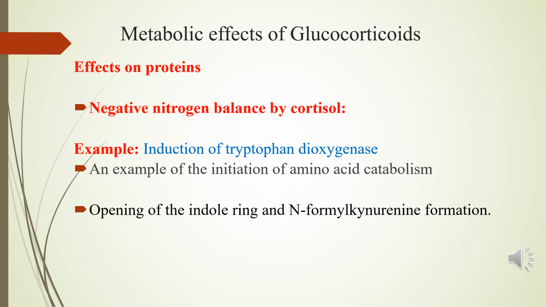One of these enzymes is the tryptophan dioxygenase enzyme. Tryptophan is an amino acid, and to be degraded, tryptophan needs an enzyme which is a tryptophan dioxygenase or tryptophan pyrrolase. This enzyme incorporates oxygen and opens the indole ring and forms N-formylkynurenine. And this is the starting process of amino acid tryptophan catabolism.